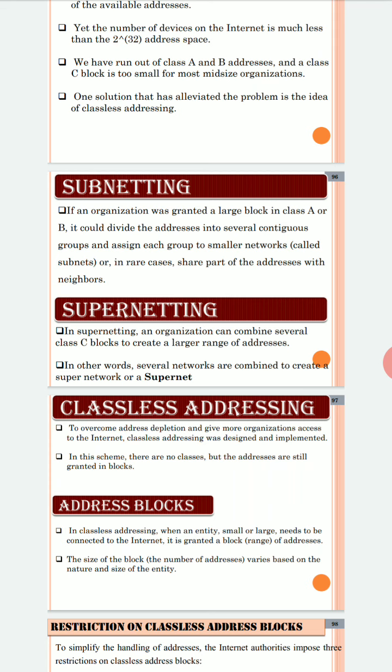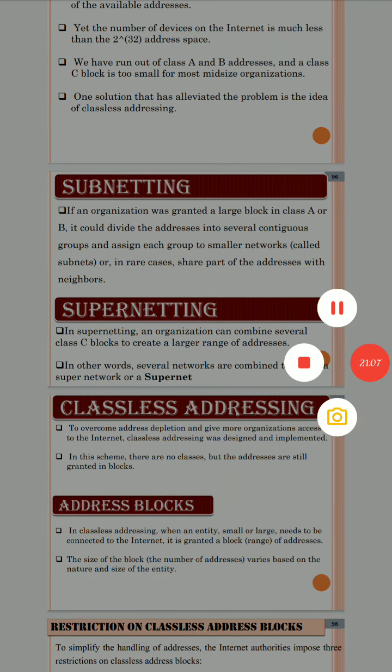Similarly, the second one is called supernetting, wherein we combine many class C blocks into a large block. So in subnetting, we increase the prefix length and distribute addresses to the devices in the network, whereas in supernetting, we combine several class C blocks and make a large block so that the organization will get more addresses.